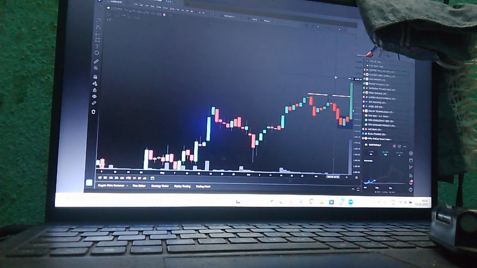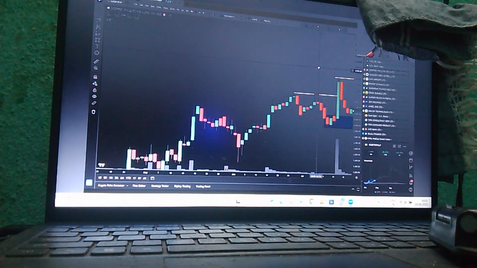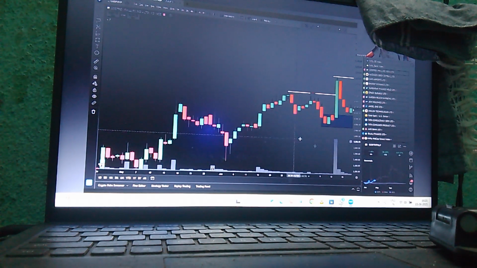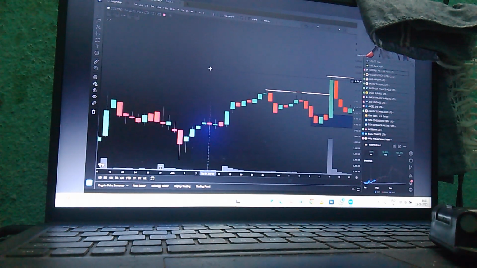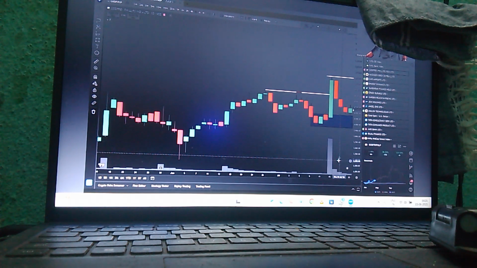The second check was that this should have happened with a displacement, a long big body candle. That is also done. The third check was that this candle should have good volumes, and you can see that the volumes are just crazy and insane. And the fourth check is that when the price comes back, it comes back with low volume. You can see the price comes back here and comes down with declining volume. So you can clearly see a simple volume dry up happening with declining volumes, which suggests that there is no institutional selling.